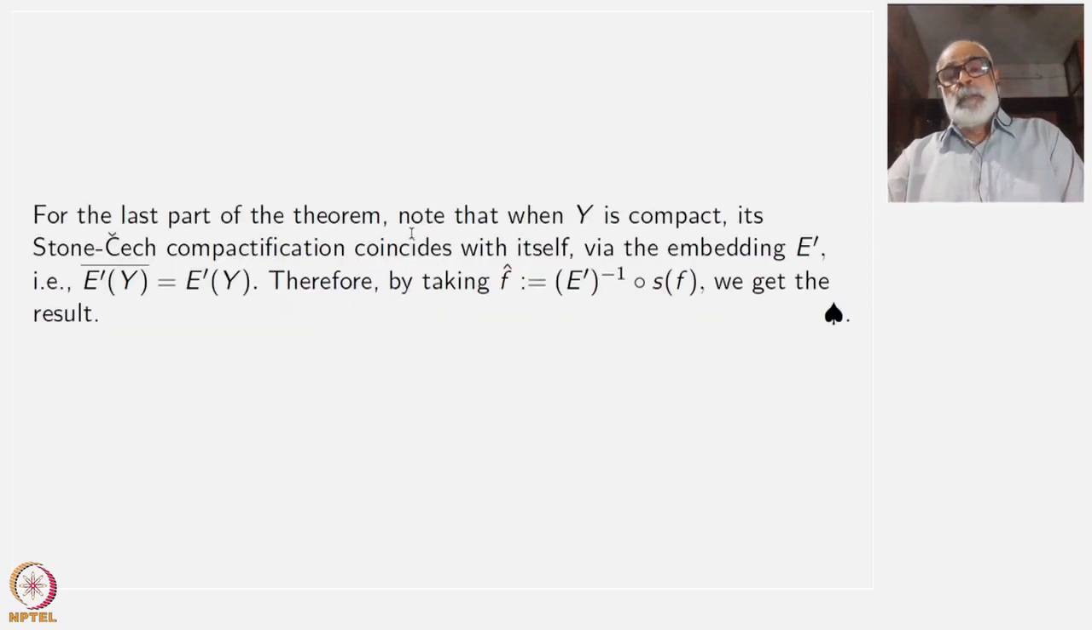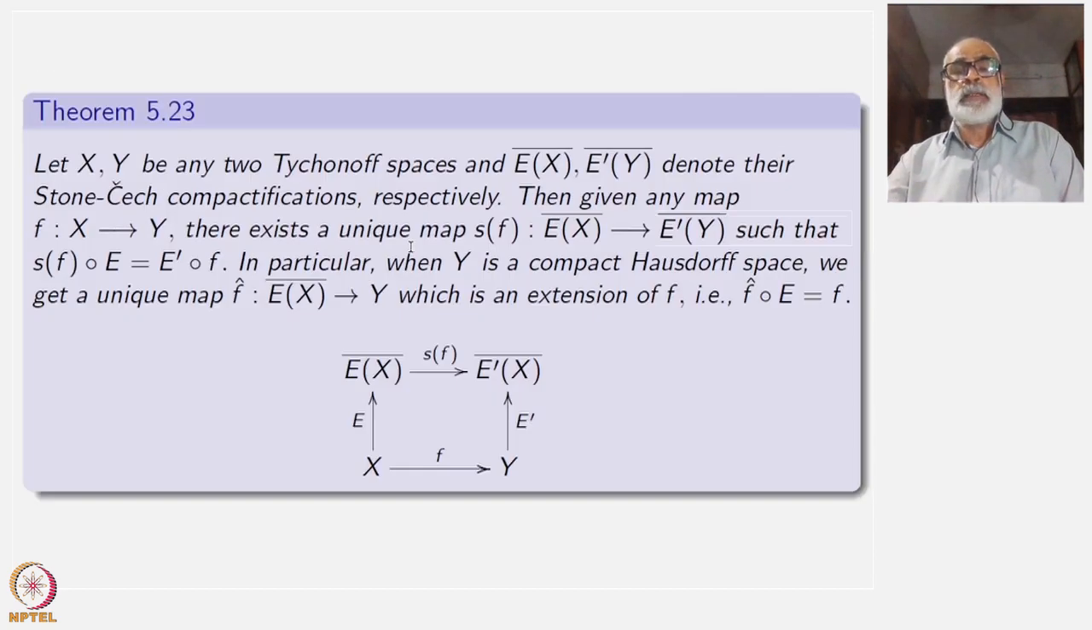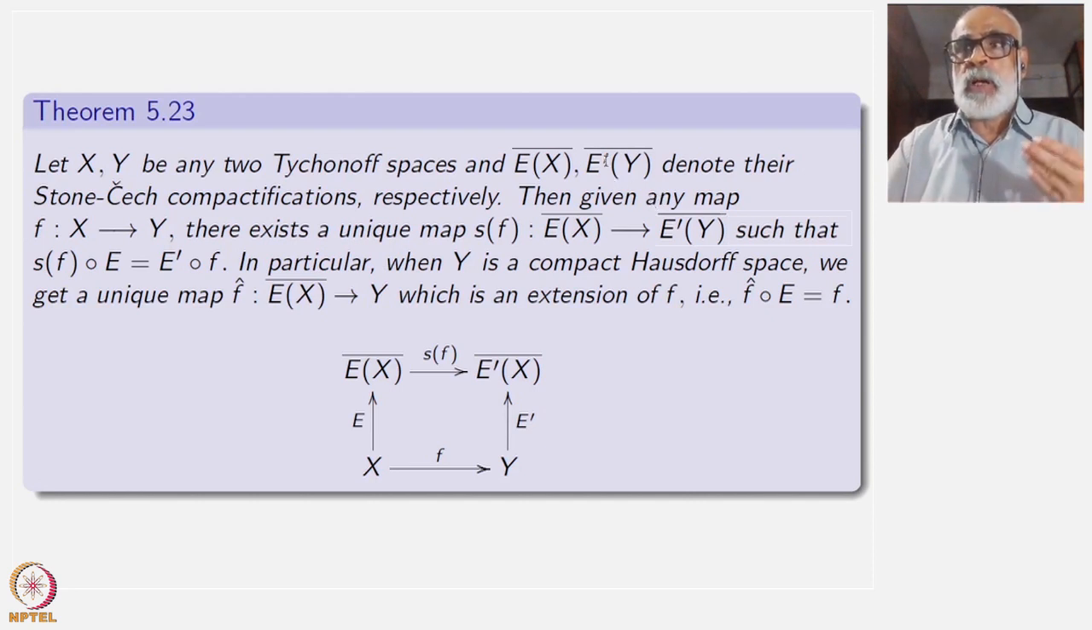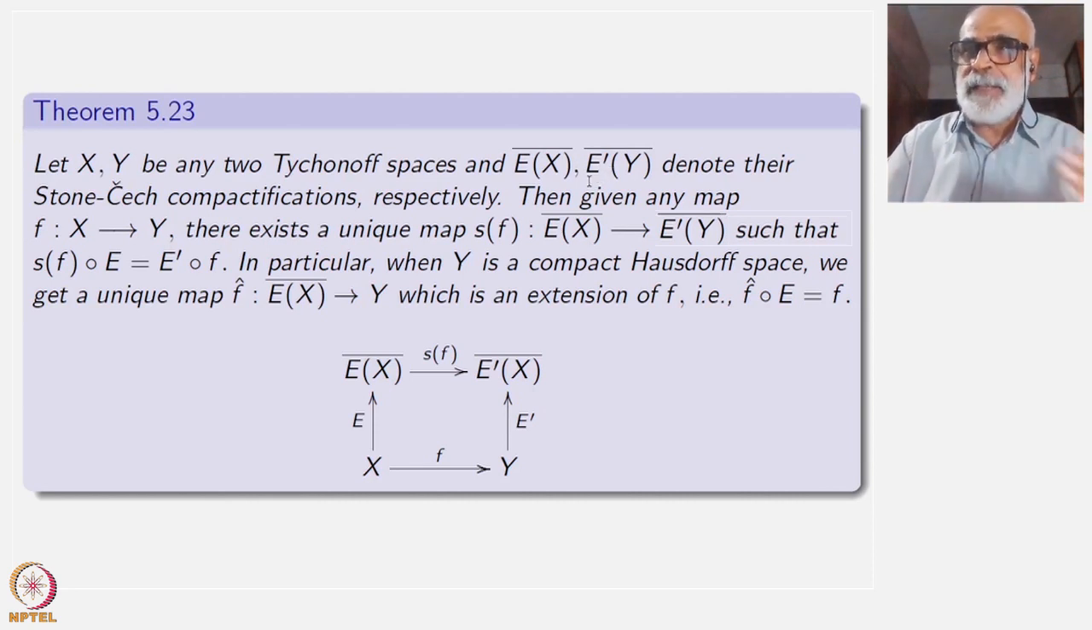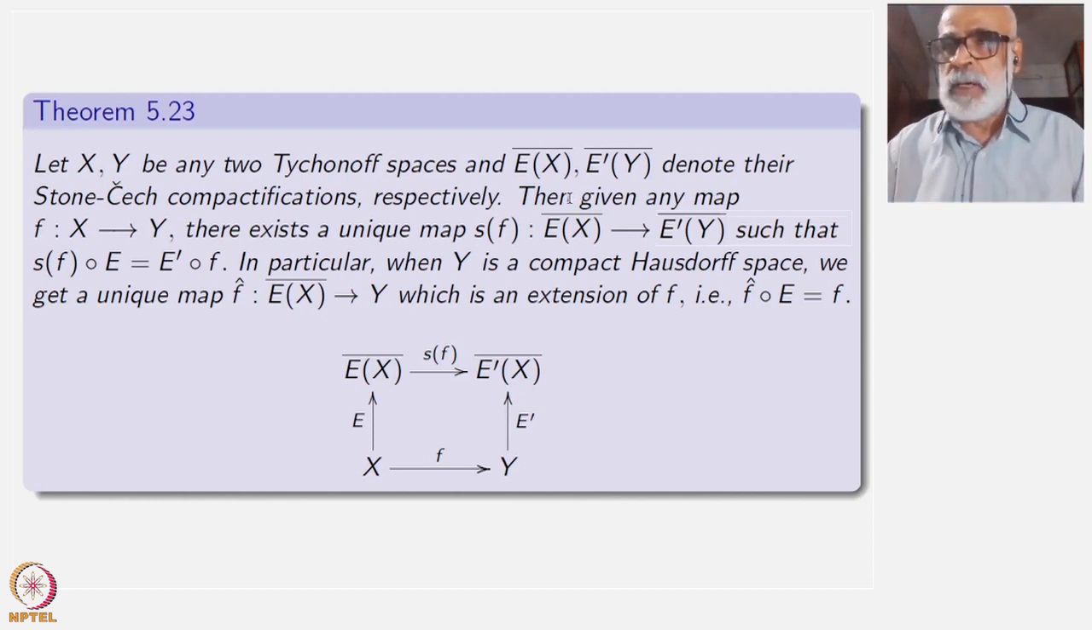All right. The last part, remember what was the last part here? In particular, when Y is a compact Hausdorff space. What is E prime Y? E prime Y will be a compact subset of a Hausdorff space. Therefore, it's closed already. So, E prime Y bar will be equal to E prime Y, which is a copy of Y. So, the Stone-Cech compactification of a compact space is itself. Itself means what? E Y is homeomorphic to Y, right?